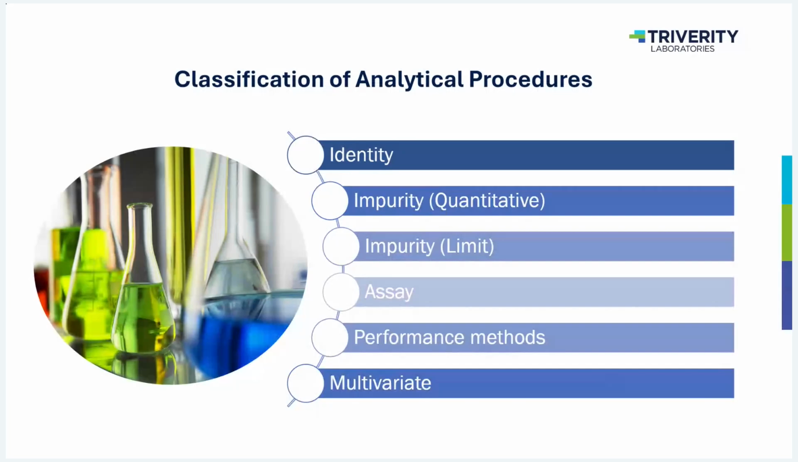ICH and USP classify analytical procedures, and the classification helps to identify what parameters need to be evaluated for method validation. They're broken down into identity, so identification tests; impurity, which is quantitative; impurity, which is a limit test, where we're not generating a number, we're just saying it is either above or below a certain value; assay; performance methods like dissolution; and then multivariate methods, and we're going to talk about that here.